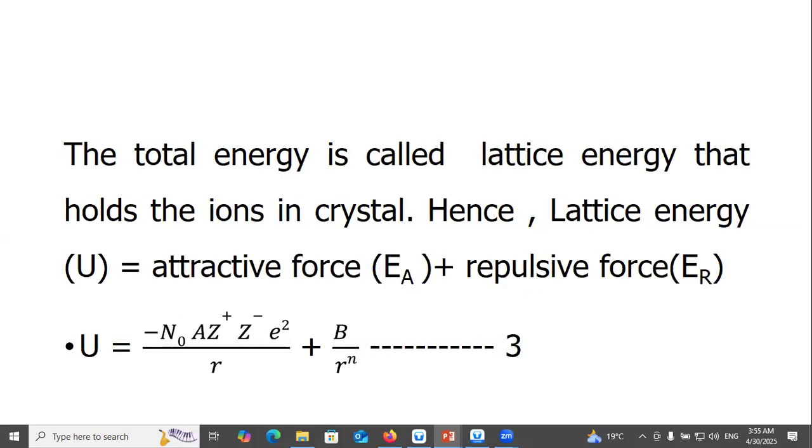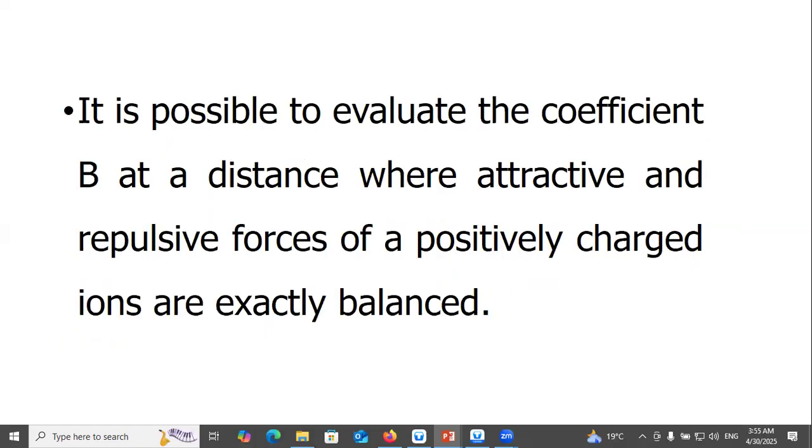The total energy is called lattice energy that holds the ions in the crystal. Hence lattice energy U = attractive energy EA + repulsive energy ER. So U = -N0 A Z+ Z- e^2 / R + B / R^n, equation 3. It is possible to evaluate the coefficient B at a distance where the attractive and repulsive forces of positively charged ions are exactly balanced.